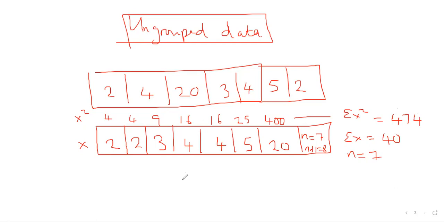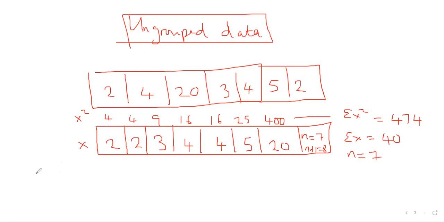Sorry to take you back. If our n is still 7, why did we say n plus 1 equals 8? When you add 1 to 7, it's 8. So this is important for what I'm about to explain. We're going to look at what are called measures of central tendency and dispersion.